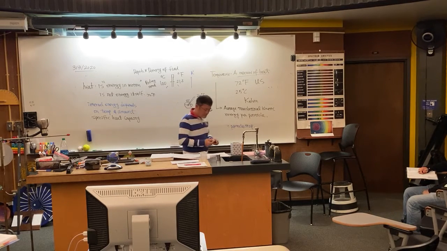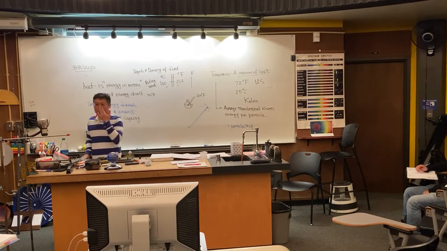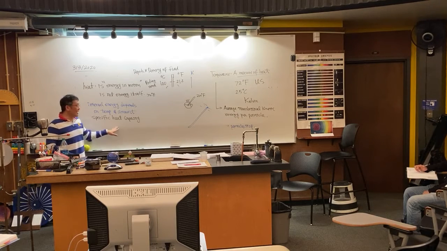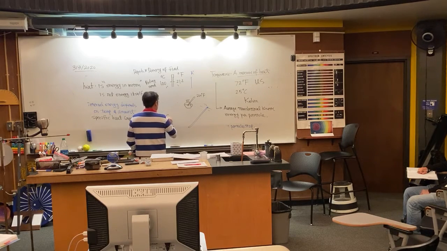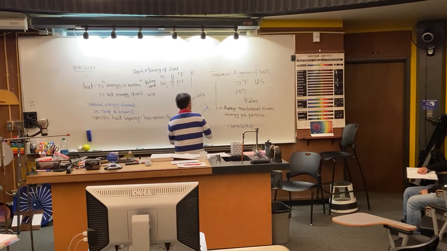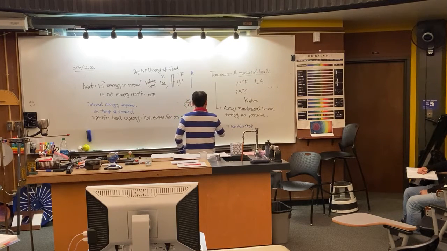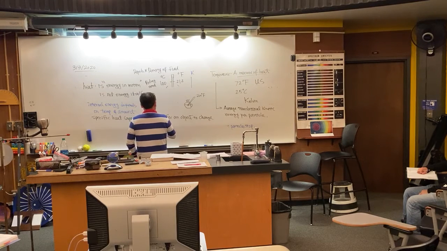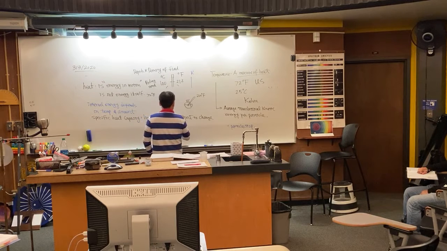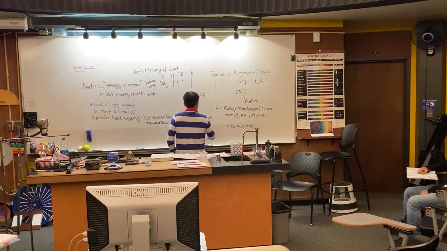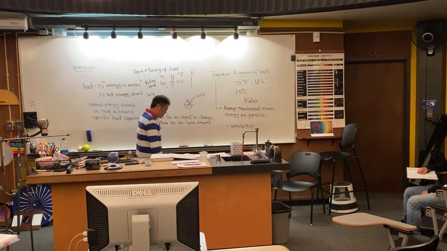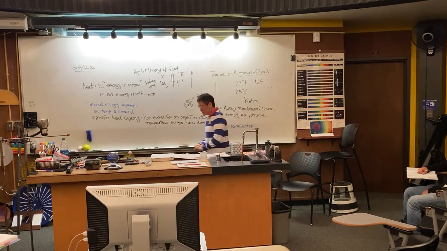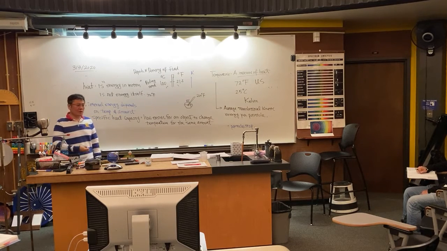Specific heat capacity. You probably never heard about this before, and the way to think about this is related to how fast or how slow a thing can change its temperature. If this number is larger, that means it will be harder to raise the temperature. If this number is smaller, it's easier to change the temperature of the object.